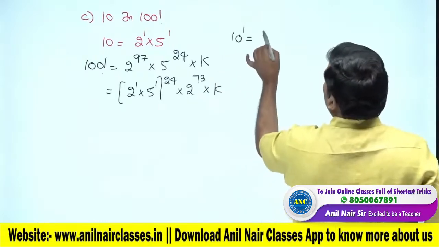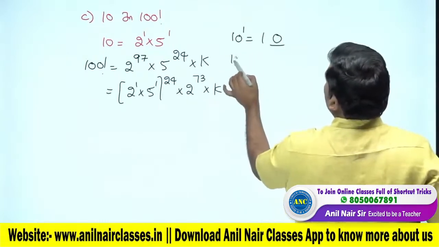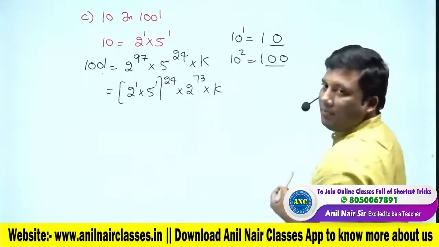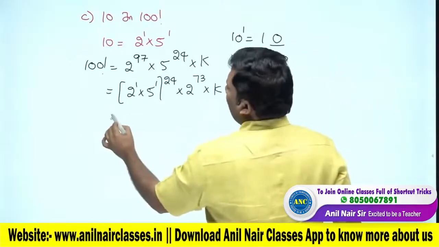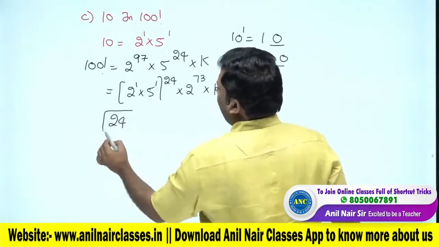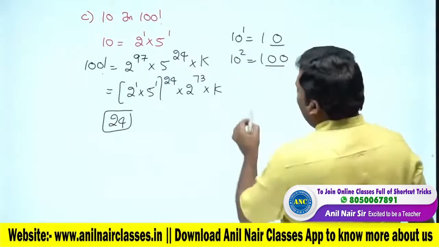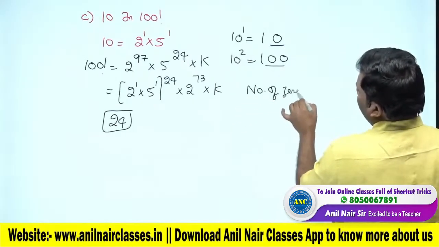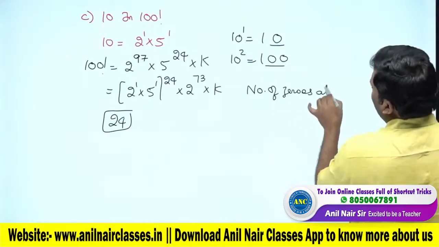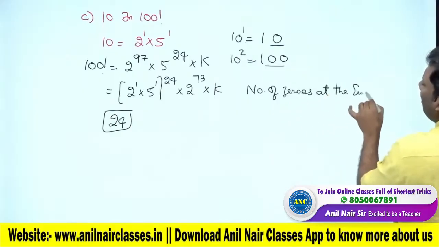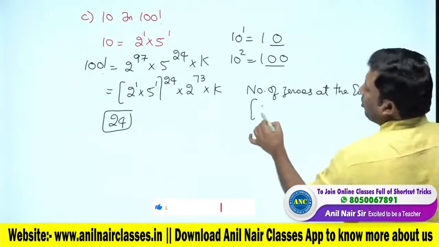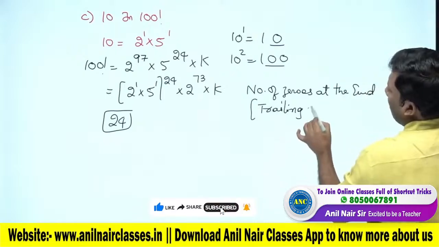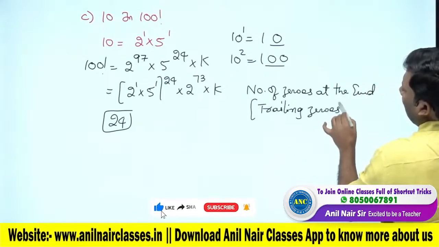10 power 1 will have one 0 at the end. 10 power 2, that is 100, will have 2 zeros at the end. So what is the highest power of 10 in 100 factorial? 24. Another very, very important point: the number of zeros at the end is also called trailing zeros.